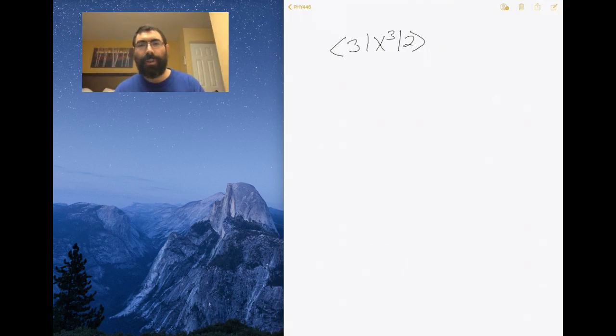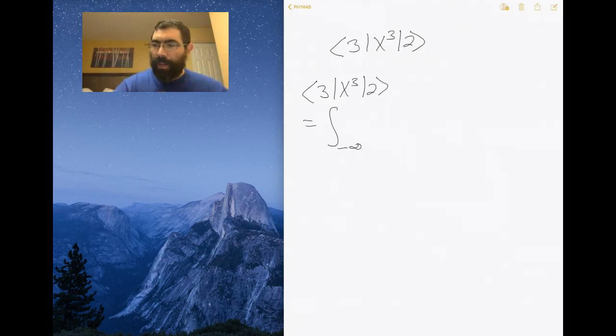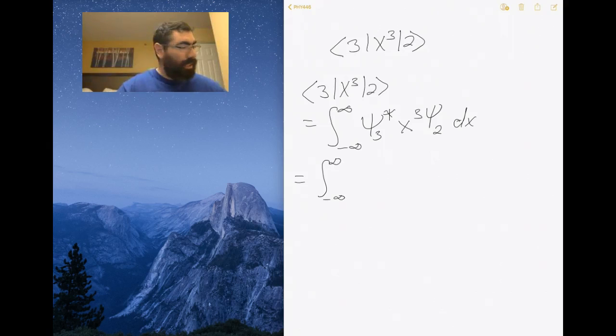So if we want to find this expectation value with the wave function, then what you would have to do is calculate that integral for the expectation value. I would integrate from minus infinity to infinity, and I would take the wave function for the third energy state, complex conjugate, operate with x cubed on the wave function of the state n equal 2, and then integrate.